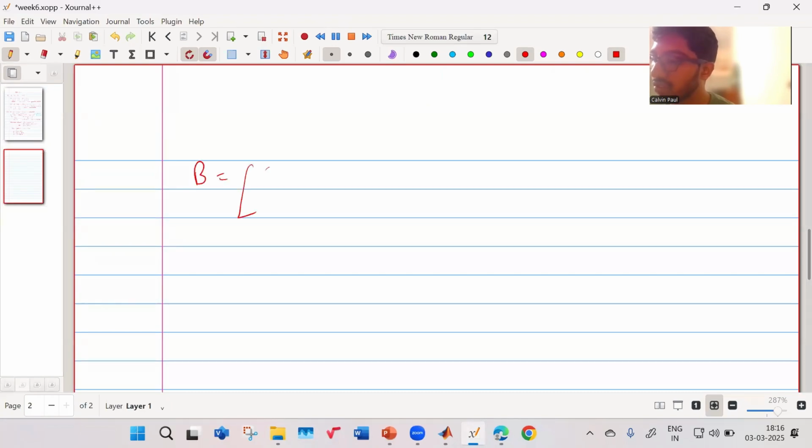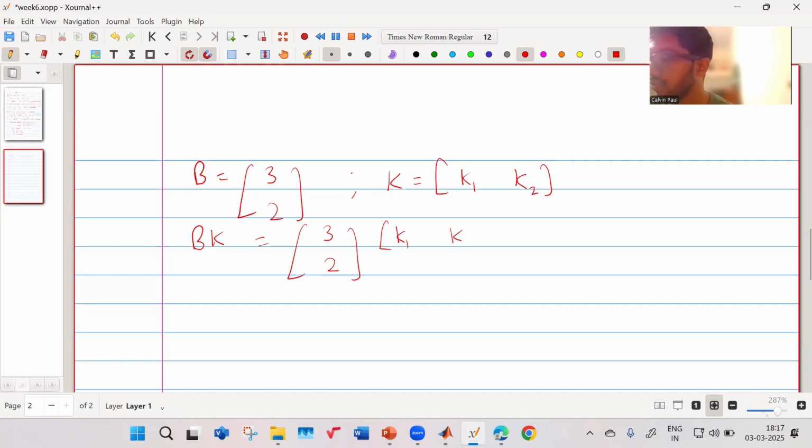B is actually [3, 2]. And what is k? K are some gains, k1, k2, right? So I will have to multiply b into k. So that is [3, 2] into [k1, k2], right? So this will come out to be [3k1, 3k2, 2k1, 2k2]. So this is my bk matrix, right? Now my x dot has been converted to a plus bk into x.